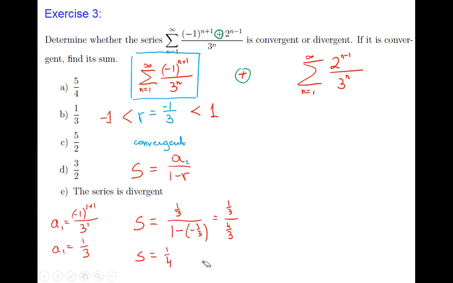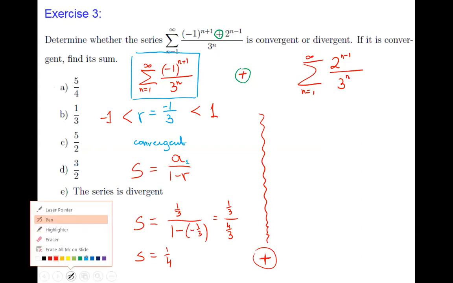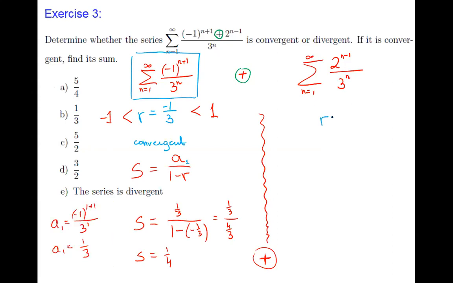Okay, that means we have 1/4, but we still have addition. We still have to focus on the other one. I can divide at the moment, but we will add them together, if, of course, the other one is convergent. Now, get ready for the other one. Who can tell me what is the common ratio? Can you tell me the common ratio?